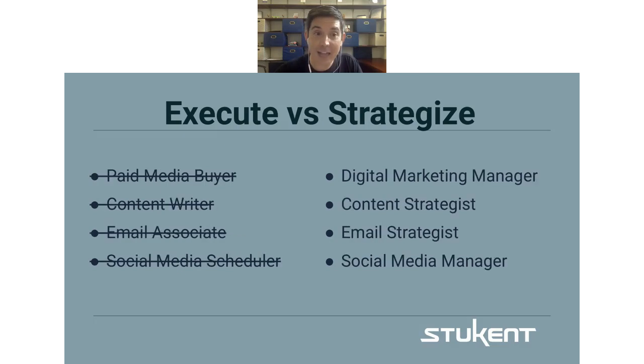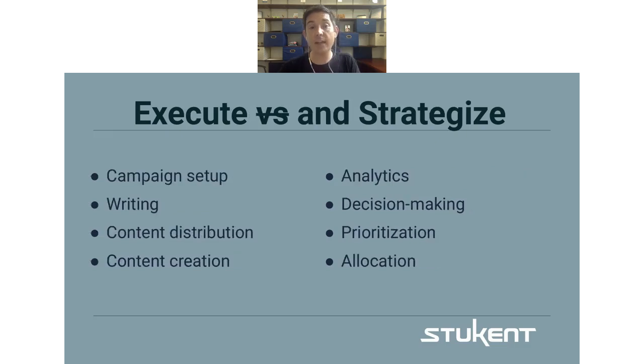And then looking back at the gloom and doom, if they don't have that strategy element, their job might be gone in the future. So we really want to equip them with strategy. So what does that look like in a course at a university? Having some sort of digital marketing 101 where you're getting them into the different platforms and you have them do things like this: campaign setup, writing, content distribution, content creation. That's the doing of it.